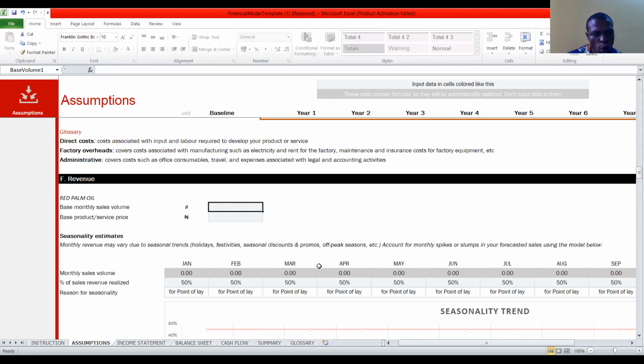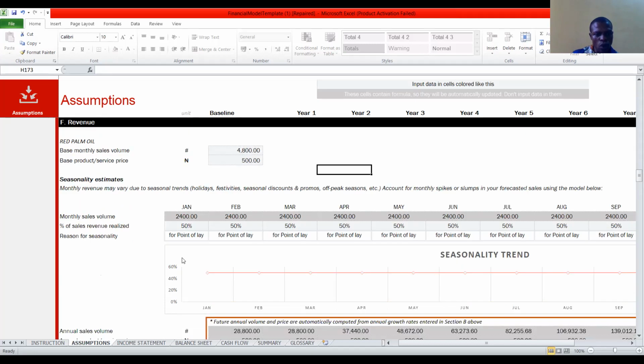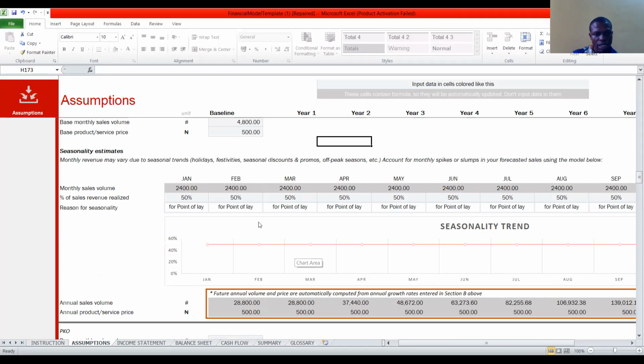I need to confirm whether what we have here is monthly. Okay, base monthly. Fantastic. 4,800 liters at the rate of 500 naira per liter. Then the next is what? You can see these generate themselves automatically. The next is the percentage of sales revenue realized. If you are saying you are going to be producing this, can you sell all per month? It's saying yes, 100%.